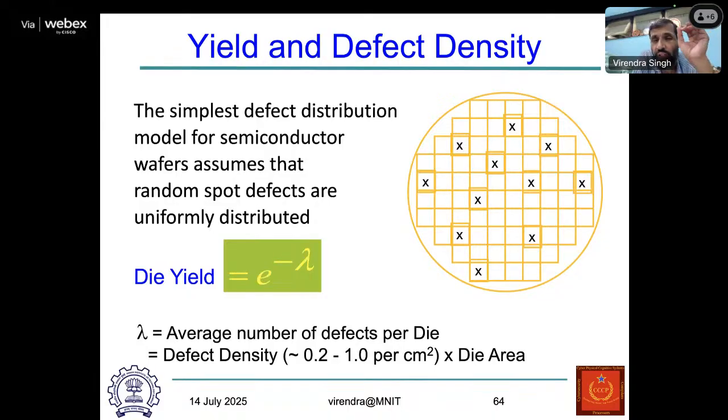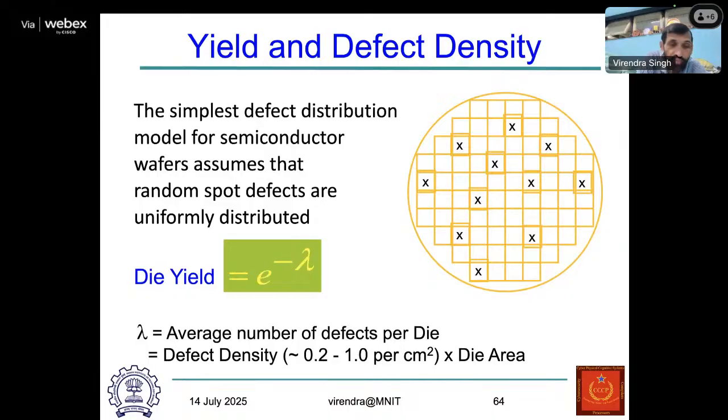So now, if the defects are randomly distributed, they are scattered. Like in this particular picture, you can see that every defect is in a new die, and therefore all those dies wherever there are crosses are bad dies, and the others are good dies.